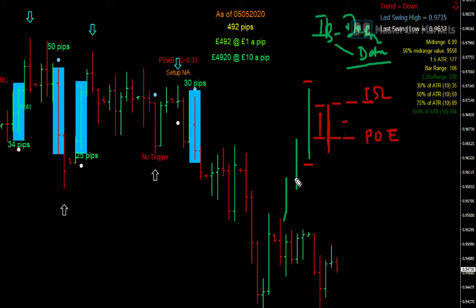For the target, you can easily go for the close once it takes out this low, or you can go for a 2 to 1, whichever comes first. You can just do that on a simple target basis, but I'll let you all adapt your targets. So that's how you can enter that.